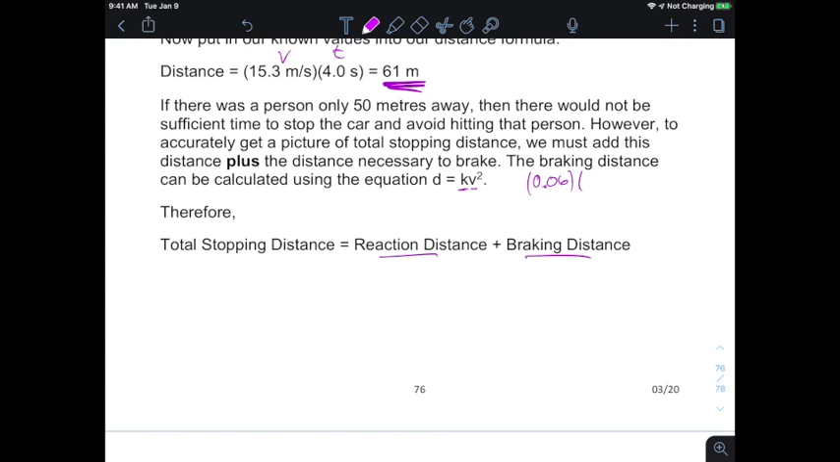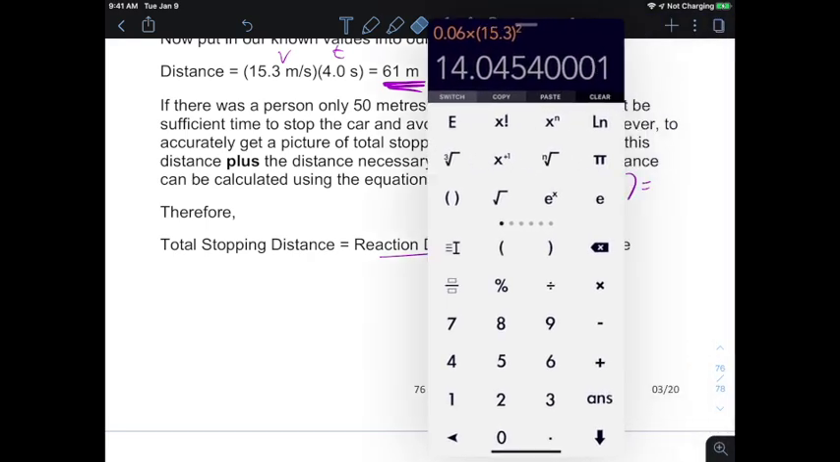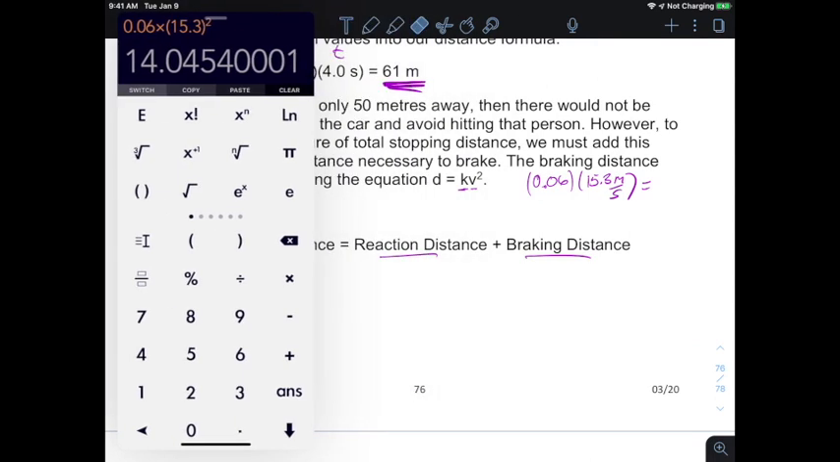And we're going to use our speed in meters per second. So the total braking distance will be 0.06 times 15.3 squared, which gives us 14.04 meters. If we add these two distances together, 61 meters plus the 14.04 meters, we get a total distance of 75 meters, even on a bright sunny day, if you are distracted.